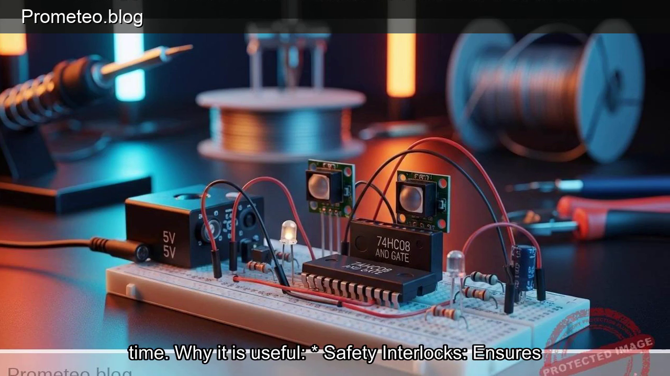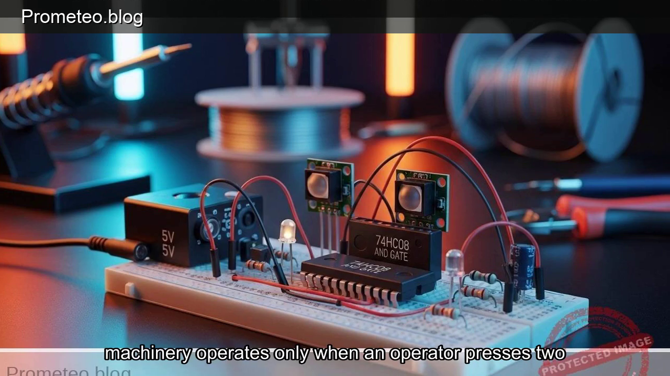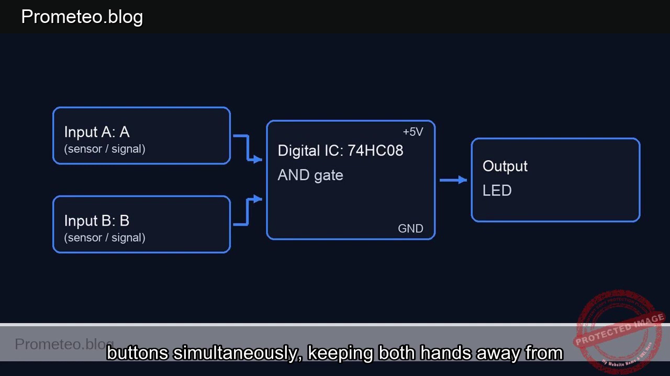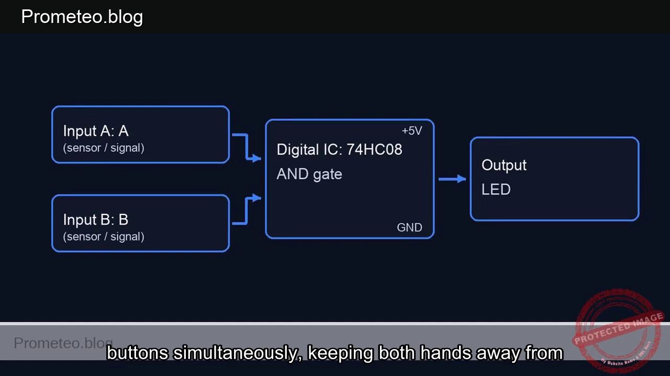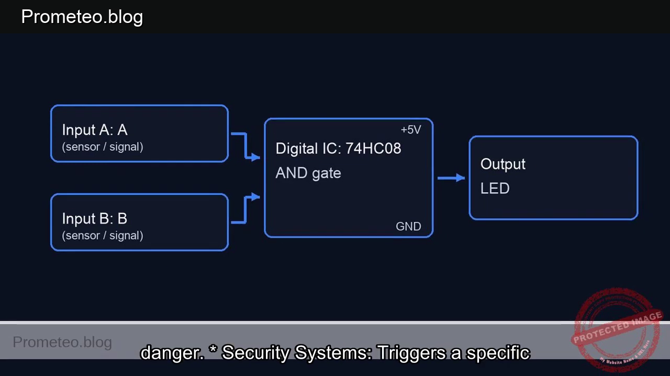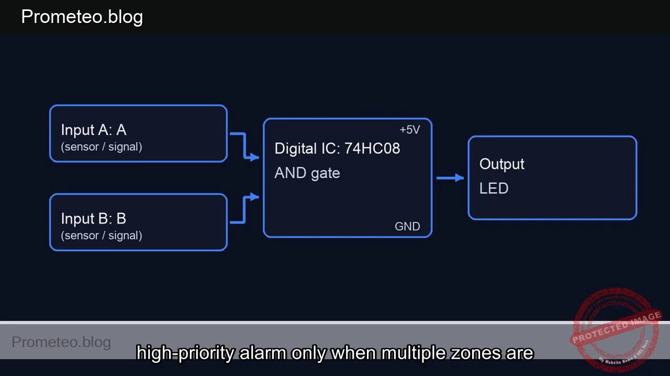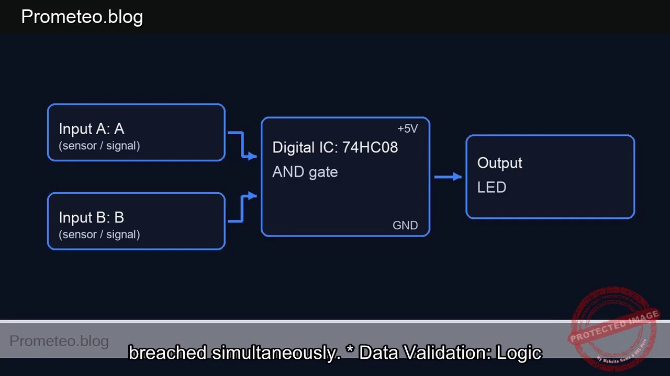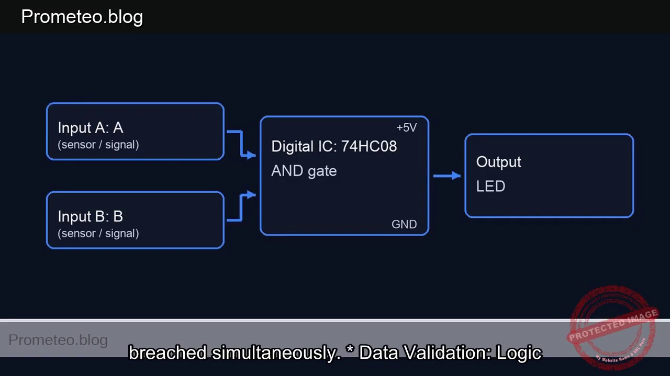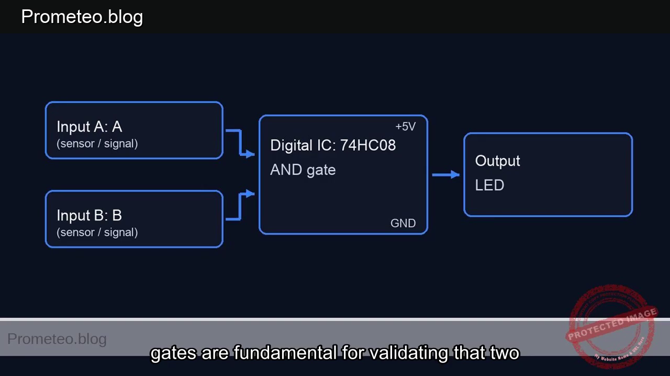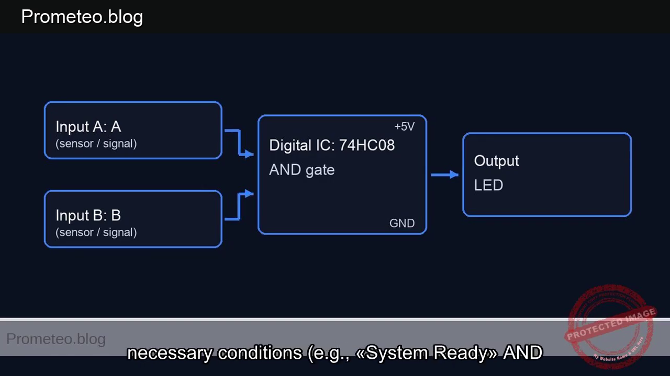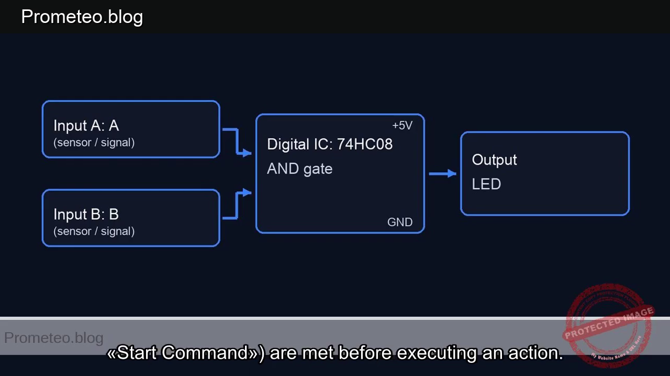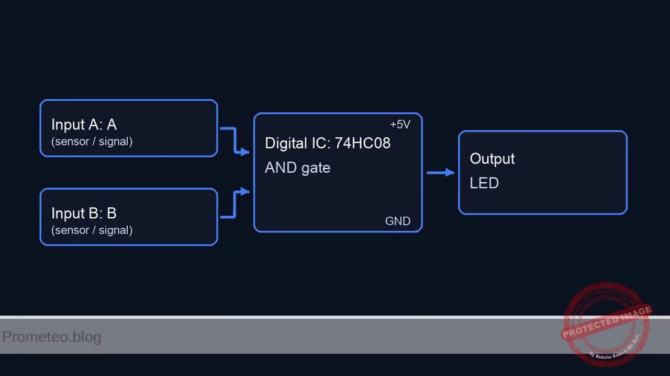Why it is useful. Safety interlocks: ensures machinery operates only when an operator presses two buttons simultaneously, keeping both hands away from danger. Security systems: triggers a specific high-priority alarm only when multiple zones are breached simultaneously. Data validation: logic gates are fundamental for validating that two necessary conditions, e.g., system ready and start command, are met before executing an action.